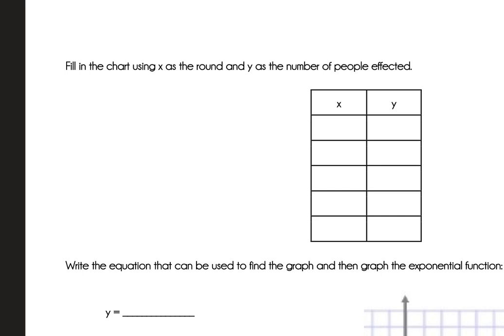Okay, so fill out the chart using X as the round and Y as the number of people affected. So if we say you start, you are 1, right? You are the first X. How many people are you affecting? 3. If we go to the next level, at 2, how many people are they affecting? Sorry, the input is 2. It's not 2 people. The input is 2. So second round goes to 9, right? Then the third level, how many are now getting affected? 27. Fourth, 81. Fifth, 243.